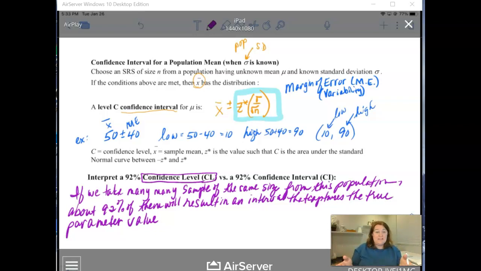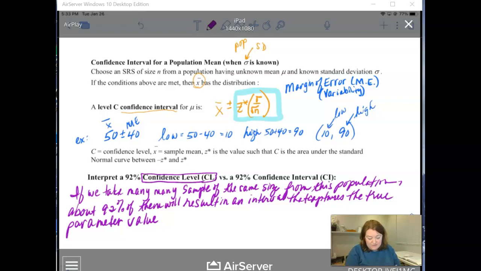That means 8% of them were either way too low or way too high to even come close to including the actual number that we're investigating. So that's what we're saying. Okay, so it's the idea that if I take many samples, about 92% of those samples will result in intervals that capture the true parameter value, the true mean or the true proportion.